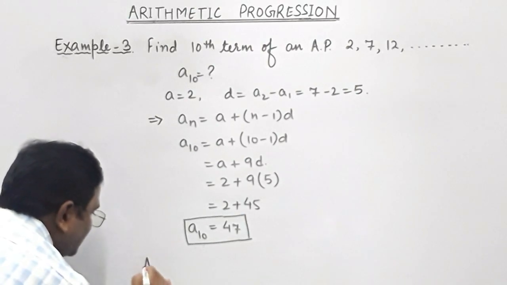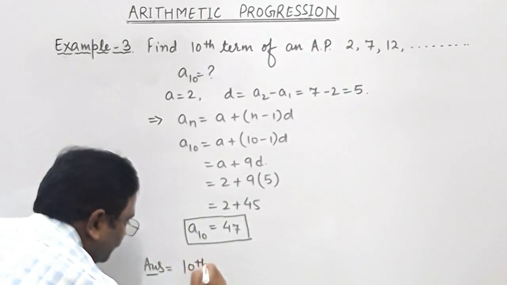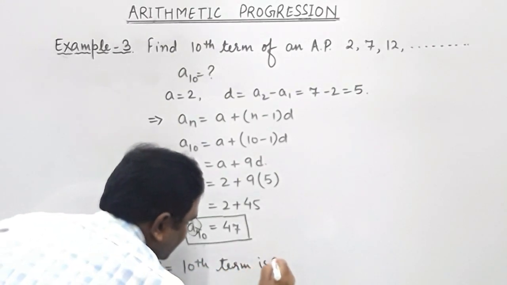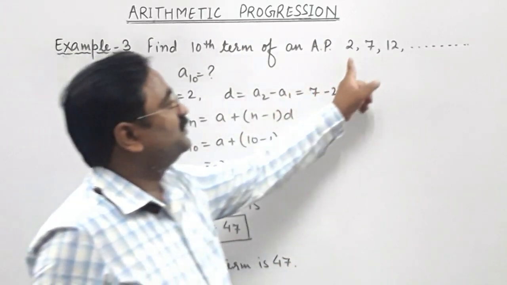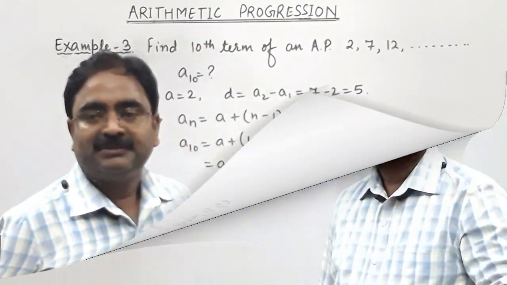Therefore, in the answer you can write it easily: the 10th term is 47 of the given series 2, 7, 12, etc.